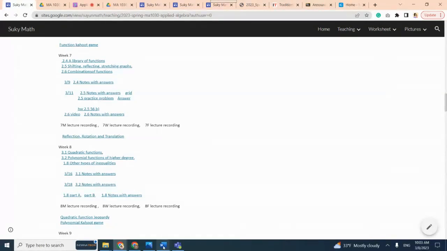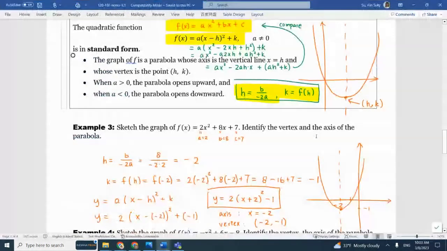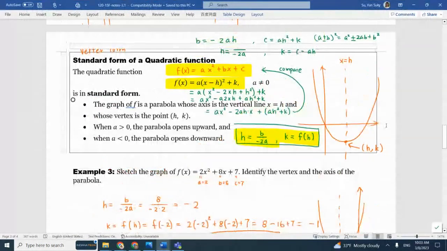Last time we talked about 3.1, quadratic function. We have the general form ax squared plus bx plus c. A is the coefficient of x squared, also called the leading coefficient. The leading term is the highest power term. Terms are separated by plus or minus. B is the coefficient of x, and C is the constant term. That is the general form.